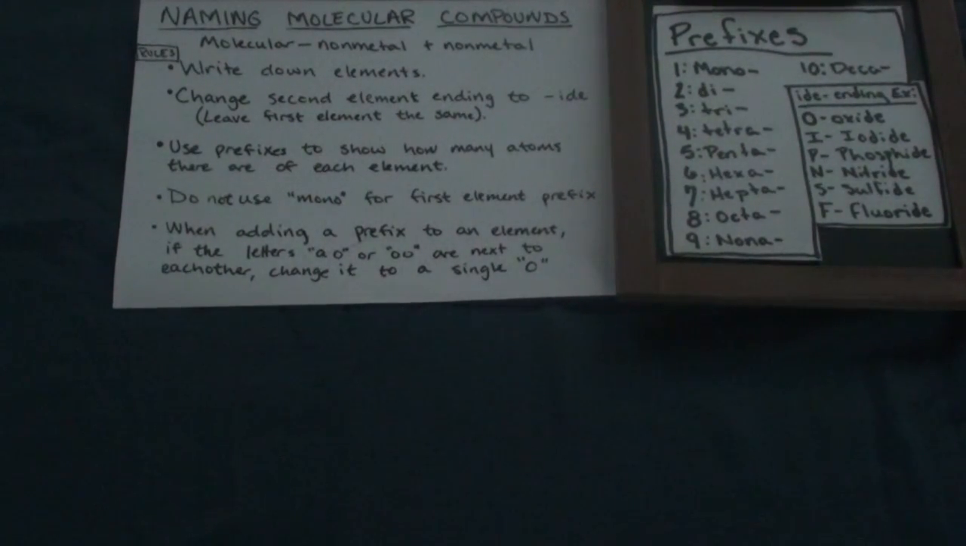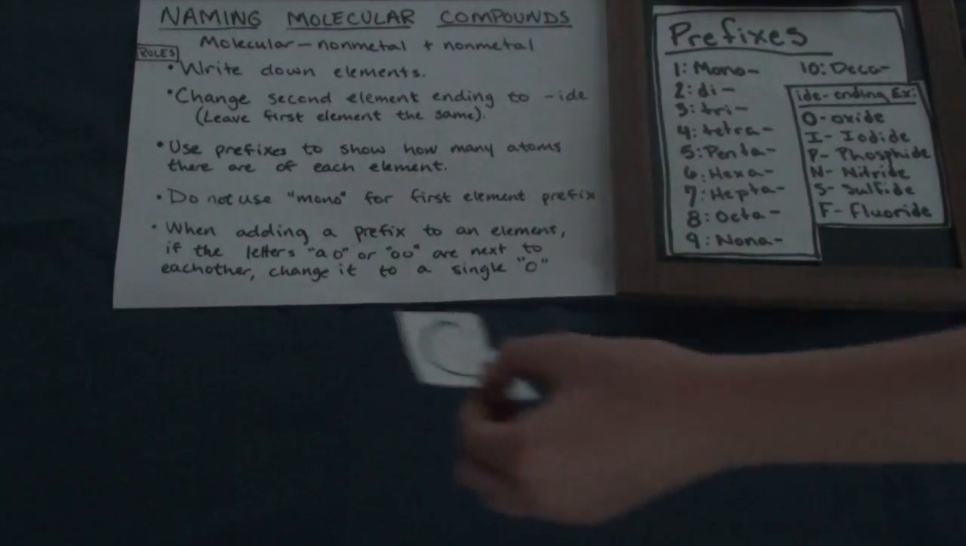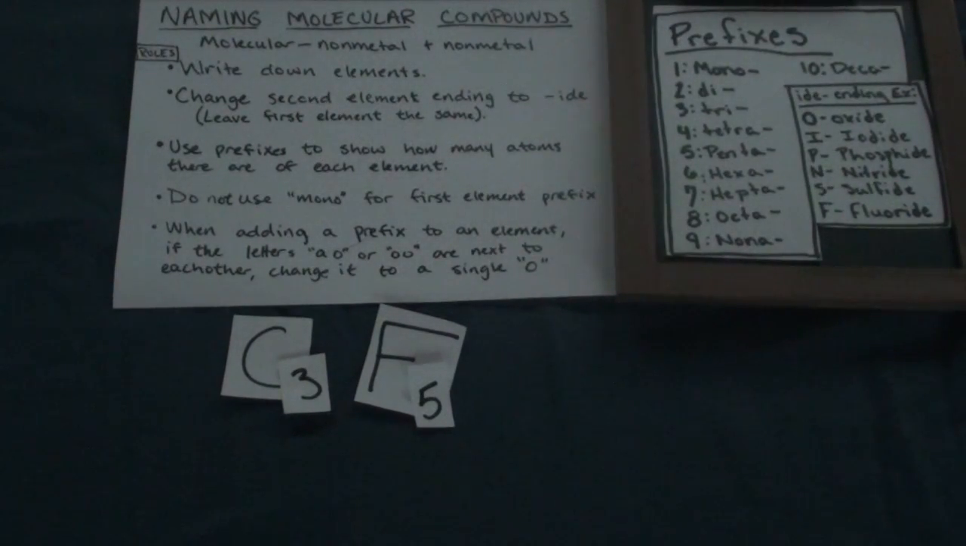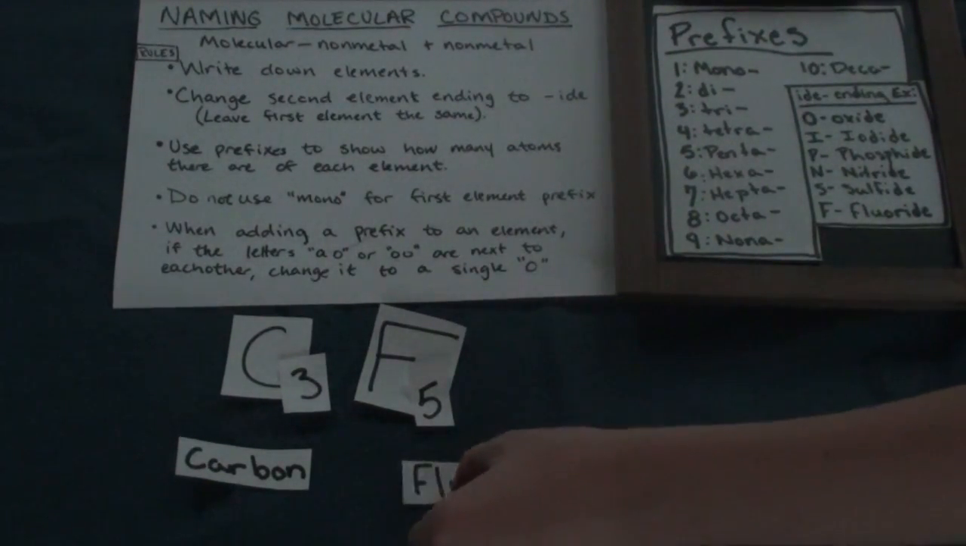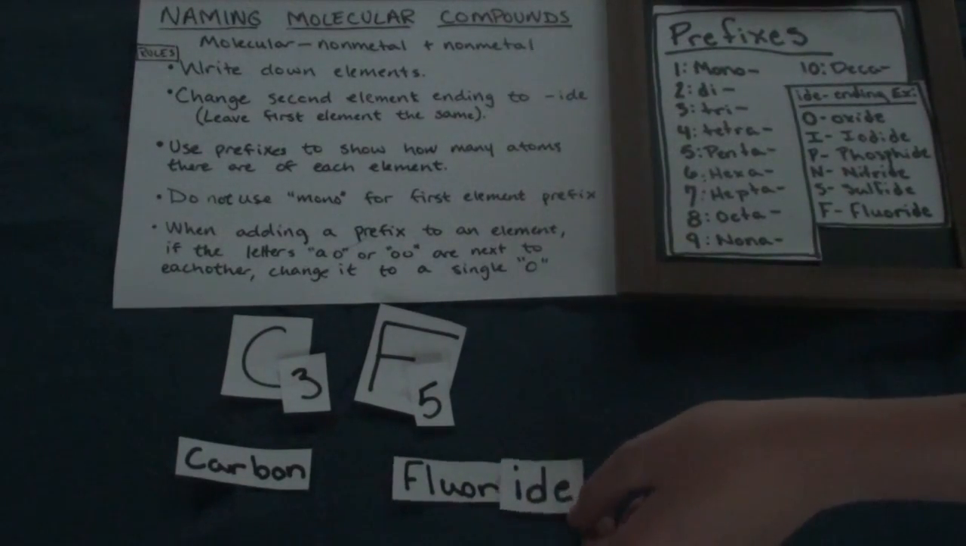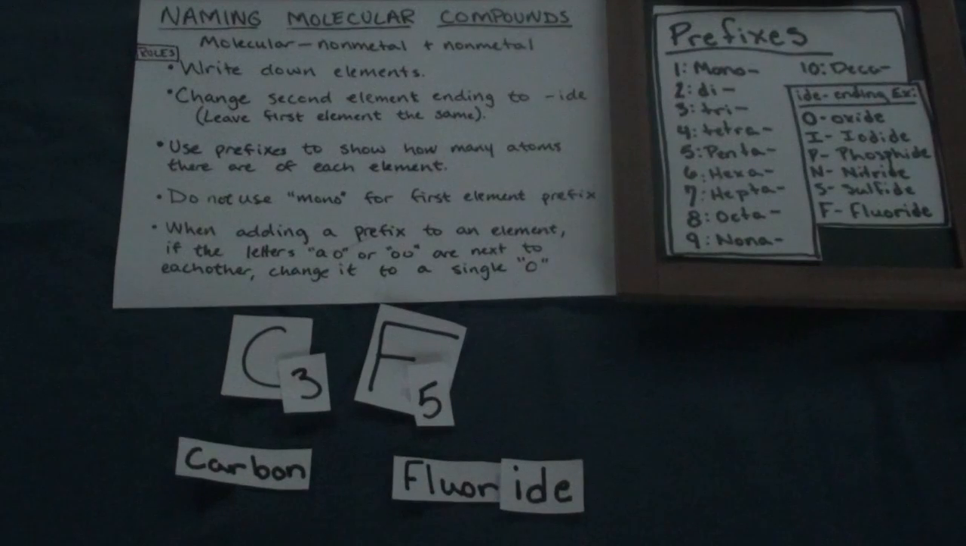There are about 5 steps or rules to making a molecular compound. The first is to write down the elements. If we are given this equation, C3F5, we need to write down the elements that are shown. Here we have carbon and fluorine. The next step is to change the second element ending to IDE. Leave the first element the same as it was. So this becomes carbon fluoride.